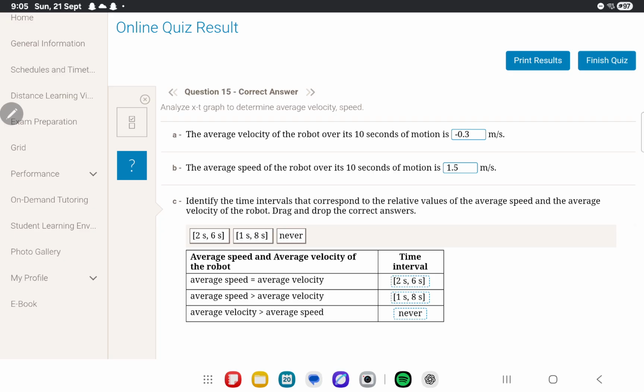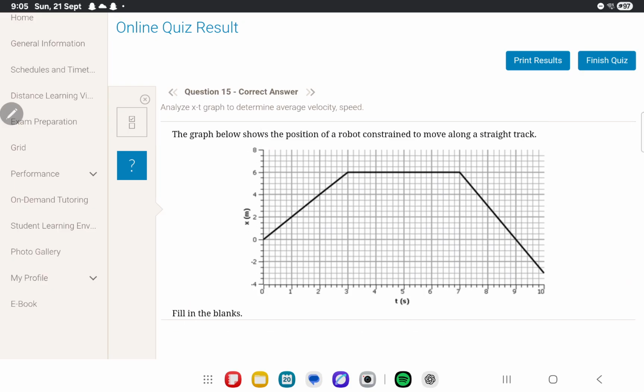Okay. Now, you have to identify the time intervals where the average speed is equal to the average velocity, where the average speed is greater than the average velocity, and where the average velocity is greater than the average speed. Okay, now average speed equals average velocity. Let's look at the intervals they give us, 2,6 and 1,8. So we start off at 2 seconds, end off at 6, and then 1 second, end off at 8. Okay, so let's calculate the velocity and the speed for both of them.